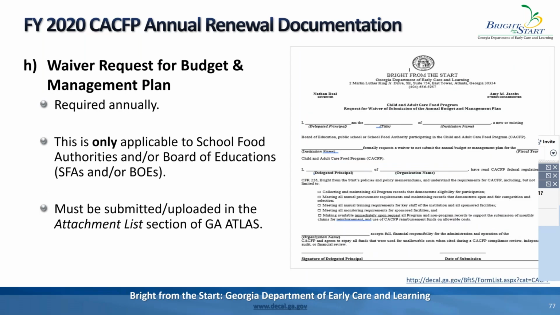All right, federal policy allows school food authorities and boards that participate in the program when either transitioning or applying to the CACFP program. This form is a formal request to waive the submission of the annual budget and the management plan for school food authorities or Board of Education. This form must be completed and uploaded in the attachment list section of Georgia Atlas. The form is located on DCAL's website.